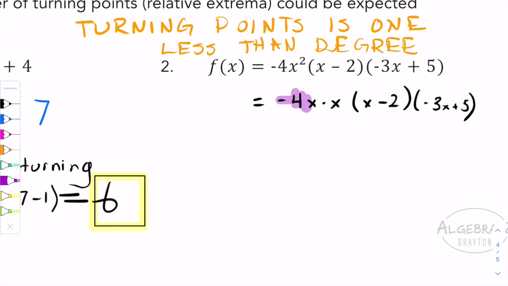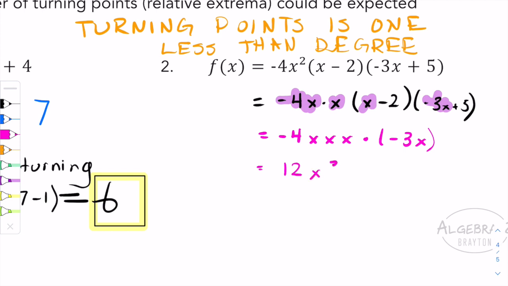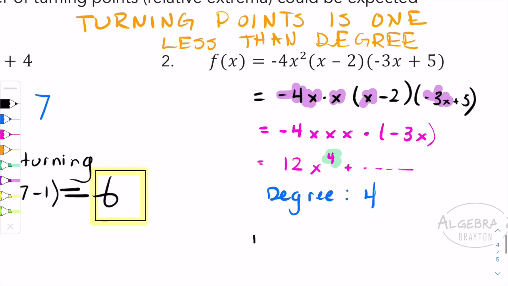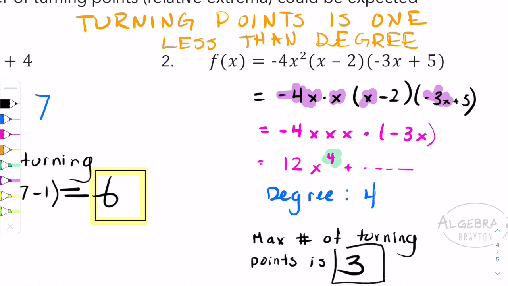I multiply the first factor of every term, which gives me negative 4 times x times x times x times negative 3x. That gives me 12x to the fourth, I was going to say third, plus whatever else, but we don't care about that. Clearly gives us the degree of 4. 4 minus 1 is 3, so the maximum number of turning points is 3, and 3 is your final answer.